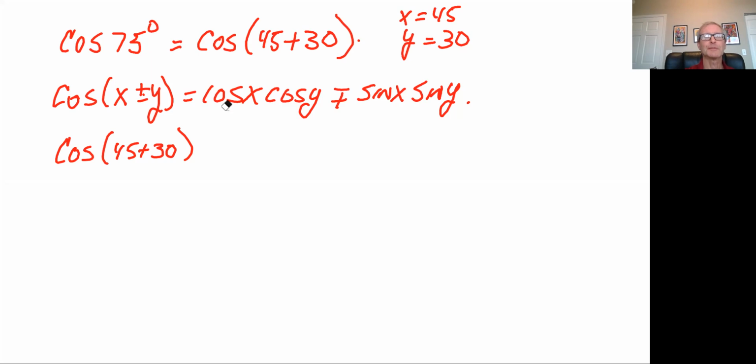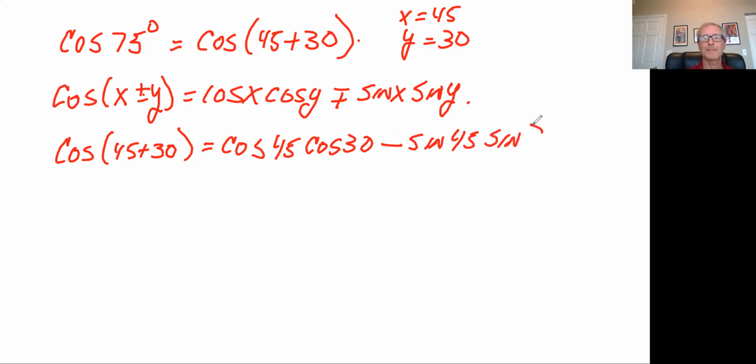And that would equal cosine of 45, cosine of 30, and then minus sine of 45, sine of 30. So now what do you do? You get out your table and you put the exact values that you find in the table for these.